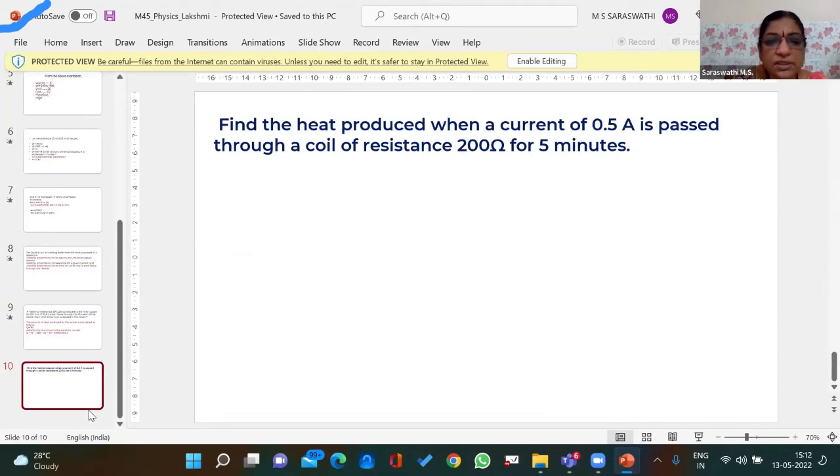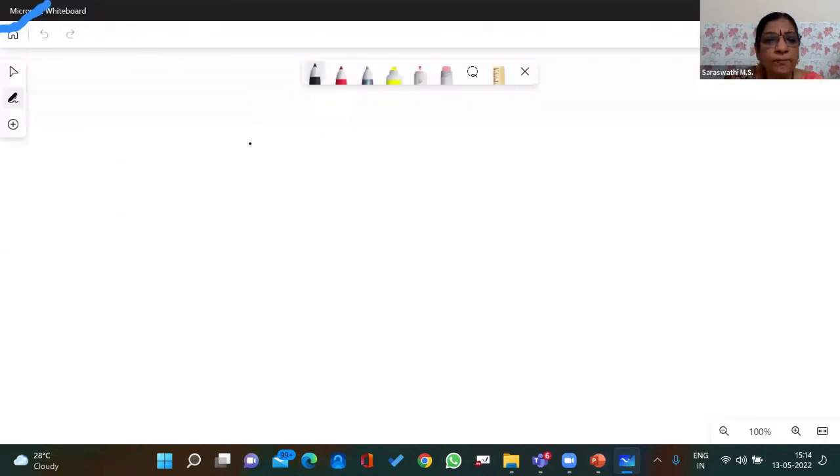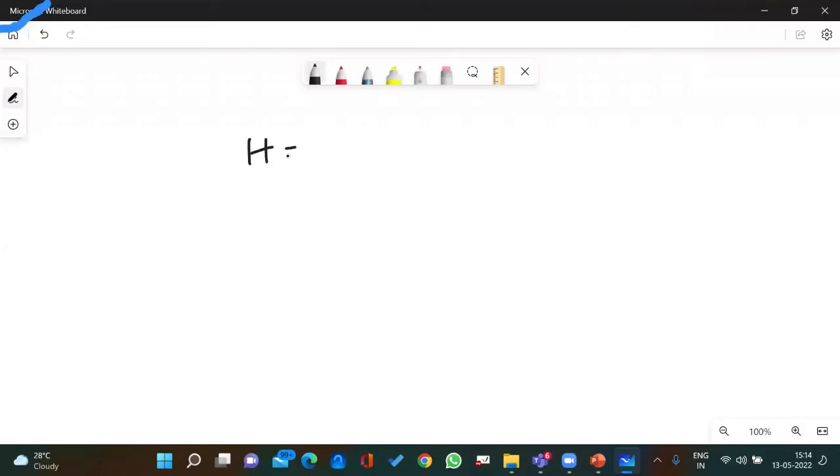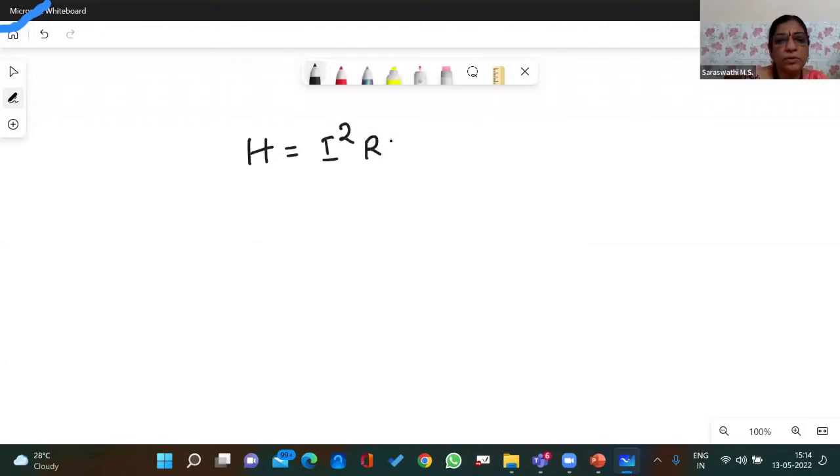Can you do this? Find the heat produced when a current of 0.5 amps is passed through a coil of resistance 200 ohms for 5 minutes. H is equal to I squared R into T. So this is I squared, which is 0.5, the whole square. R is 200, right?